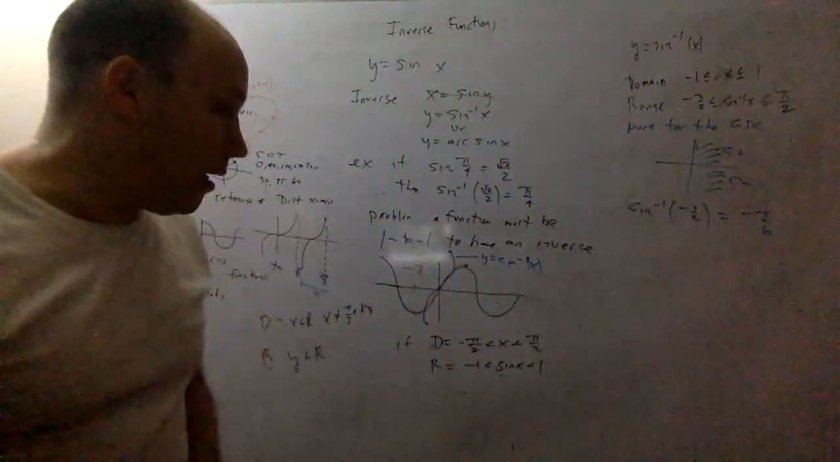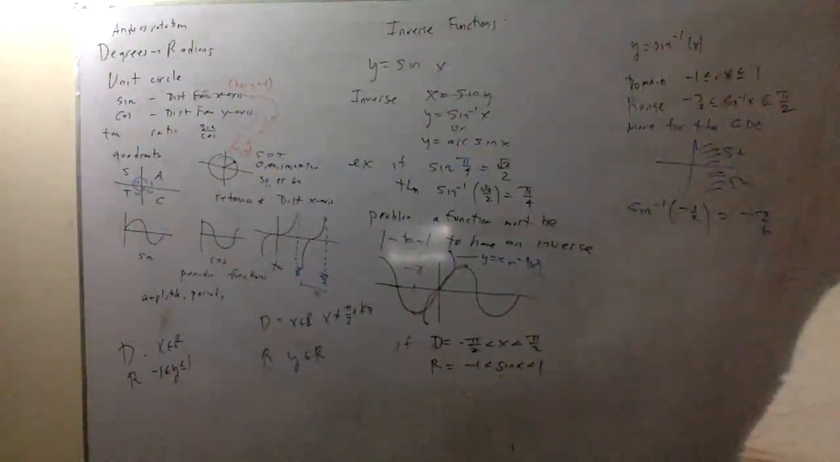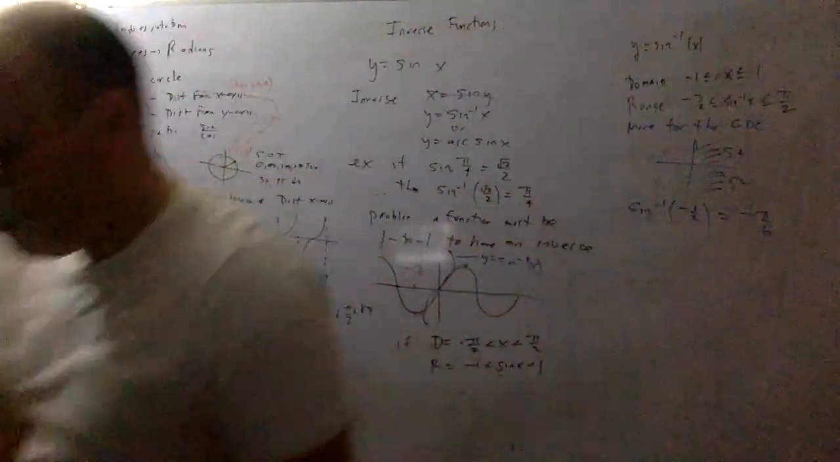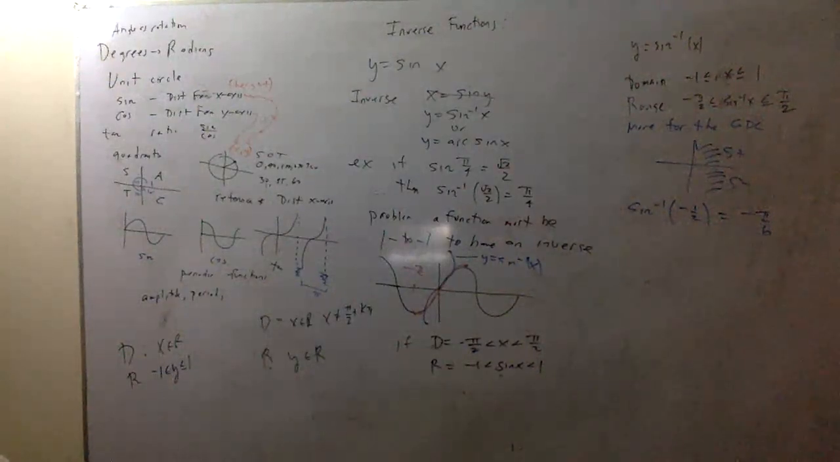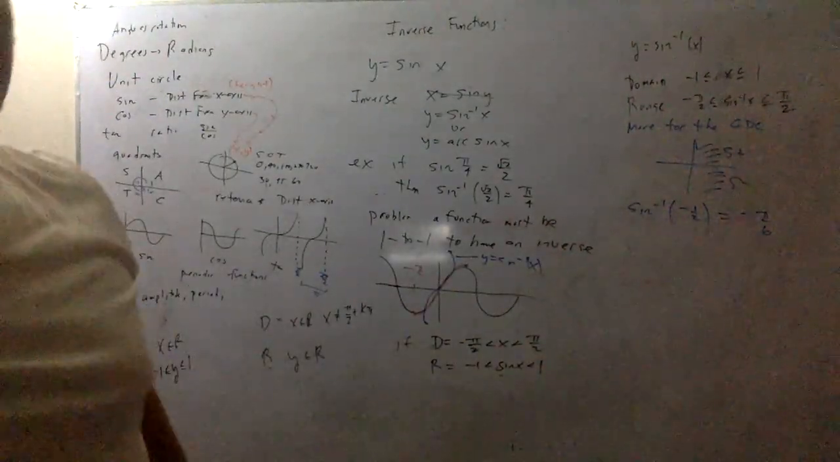The next thing we're interested in, where's my notebook? The next one we're interested in is cosine. And it's the same idea, the same restrictions. Sorry, let me use my pen. Where's my eraser?